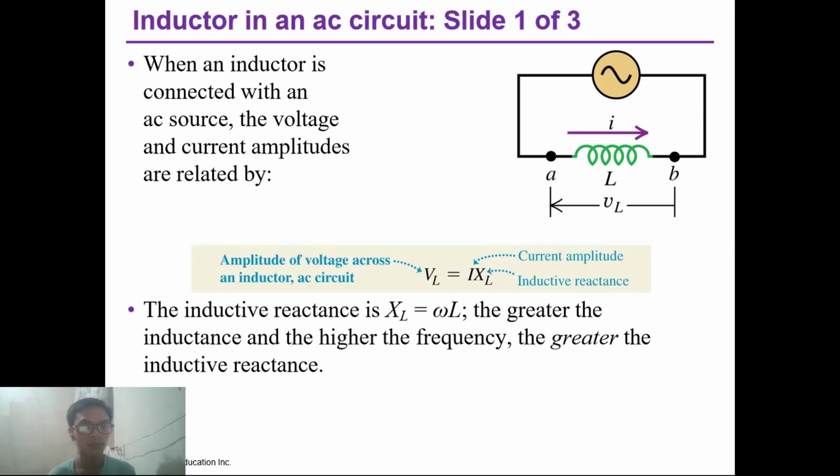The inductive reactance, X sub L, is equal to the product of the angular frequency as well as the inductance. The greater the inductance and the higher the frequency, the greater the inductive reactance. For an inductor, the voltage leads the current by 90 degrees. Inductive reactance increases with frequency.